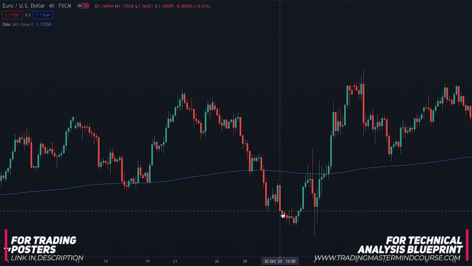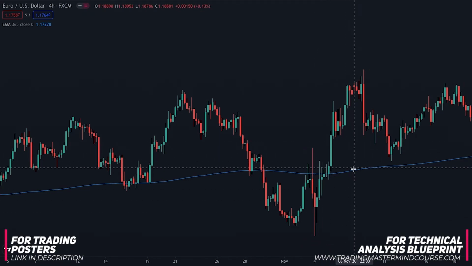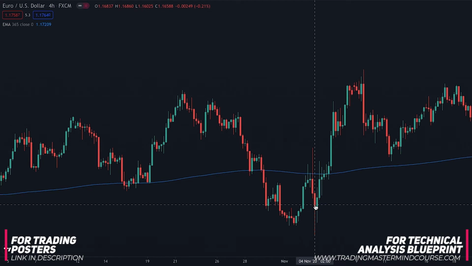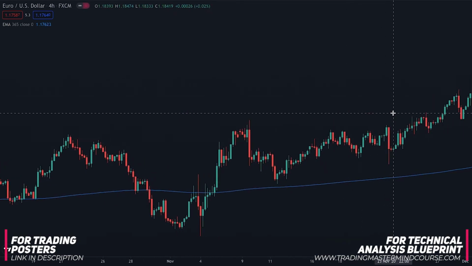From here, we are now looking for price to break to the upside because we have already had a downside break and a retest confirming a sell. Now we're looking for a break to the upside and a retest confirming a buy. Let's see if we've gotten that. We've got the break to the upside. We are now looking for a retest.